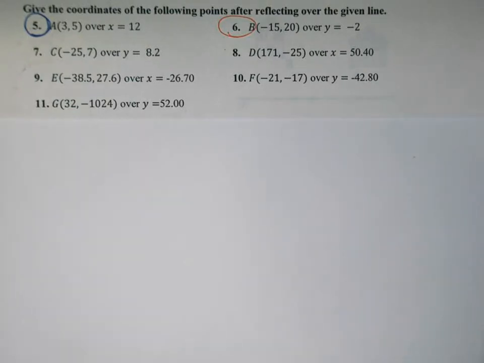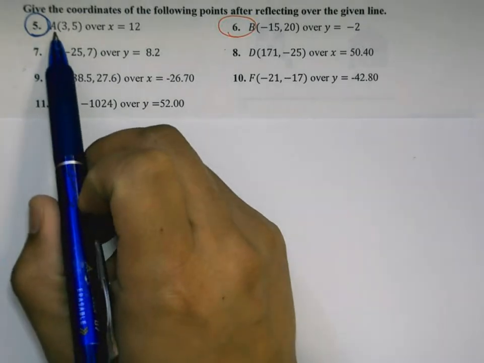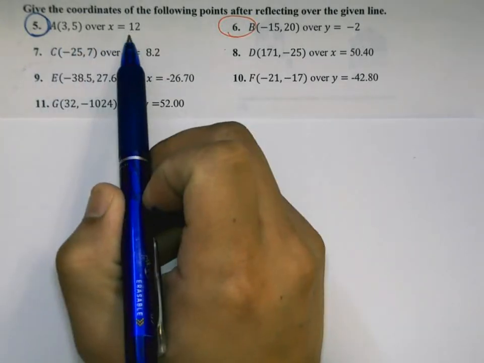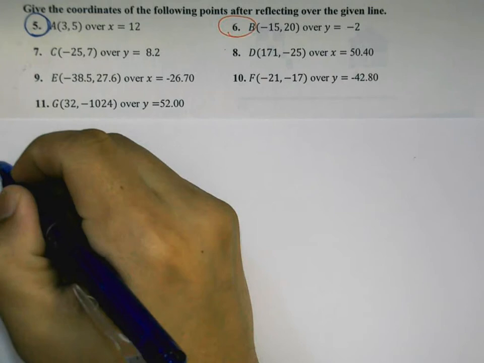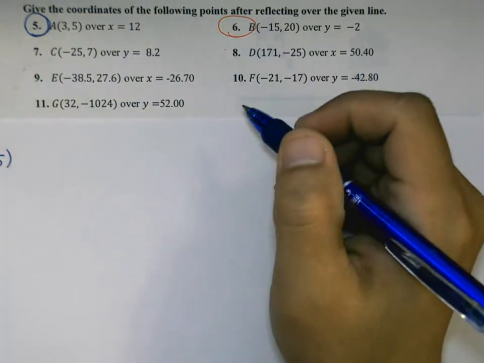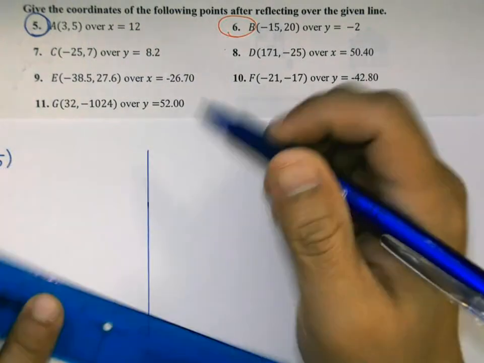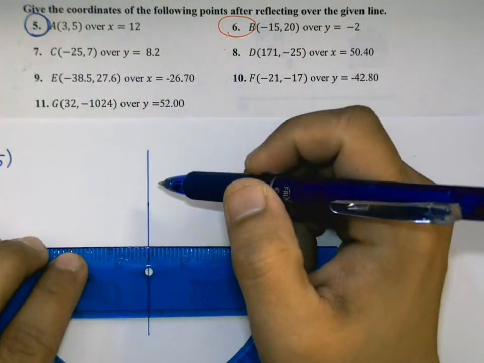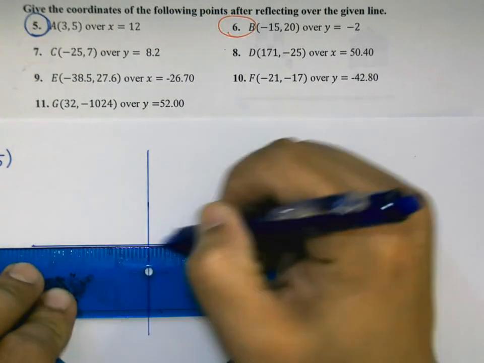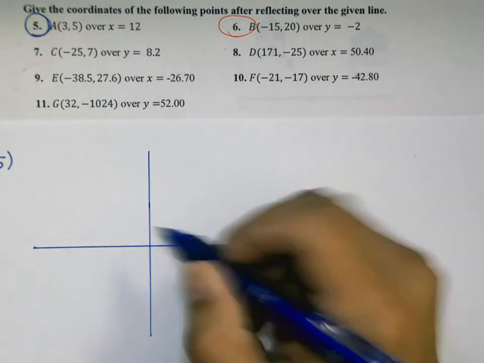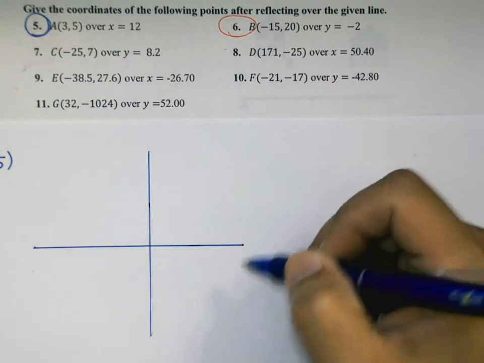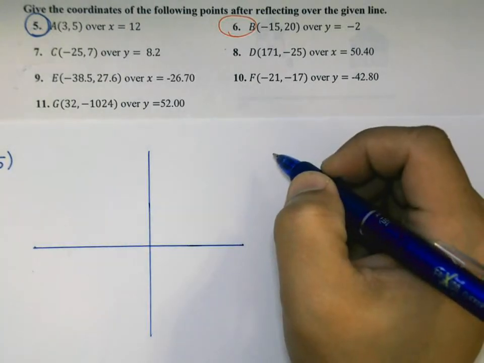Well, I am now going to be reflecting the point A (3, 5) over the line x equals 12. And I'm going to try to do this as algebraically as much as I possibly can. I will illustrate it, of course, with a rough sketch so you can see. But for number 5, using somewhat of a rough sketch, and when I say rough here, it doesn't mean that we can just draw in crooked lines. I'm just not going to label the scale, and I'm not going to worry too much about being drawn to scale, because again, this is a sketch. This is not asking us to graph.